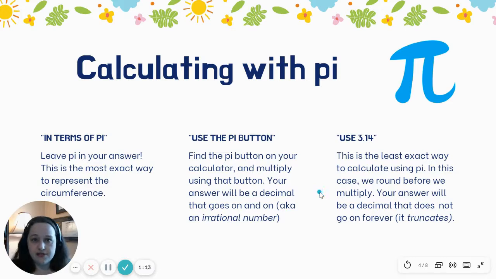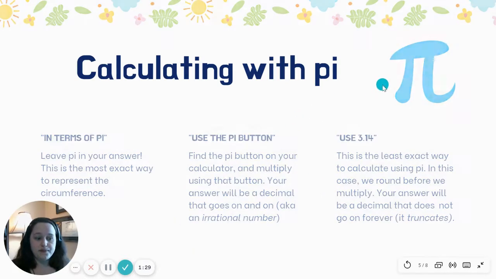When we give an answer that has pi in it, we can leave it in terms of pi, which means we leave the pi symbol there. We can use the pi button on our calculator to approximate, or we can round and use 3.14 to approximate pi.